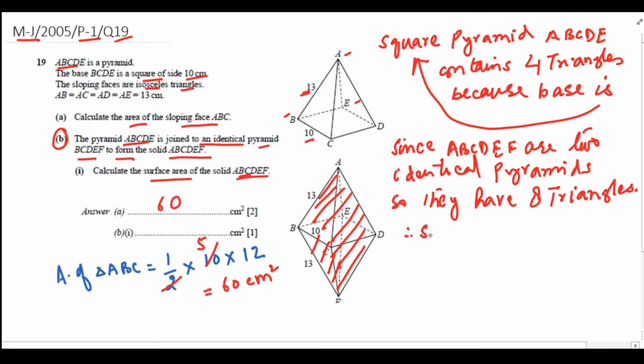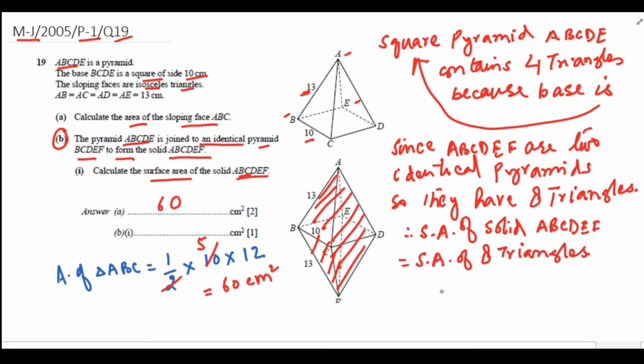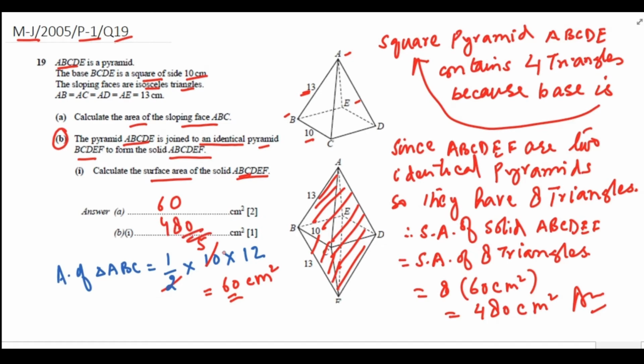Therefore, surface area of solid ABCDEF is equal to surface area of 8 triangles. This is equal to 8 bracket 60 centimeter square, which we have already found. This is equal to 480 centimeter square. So this is our answer.